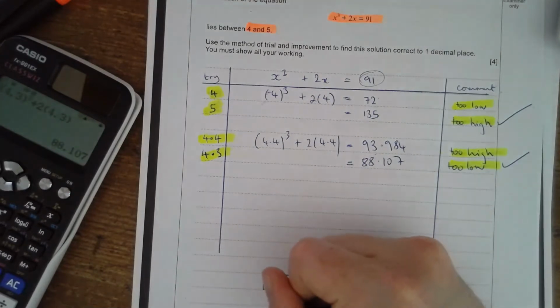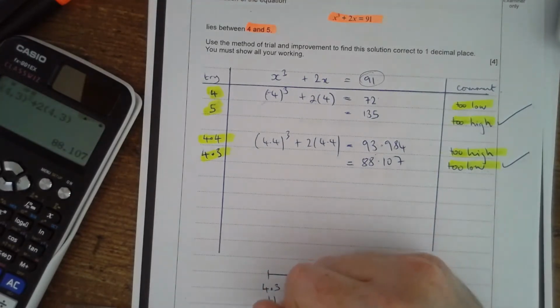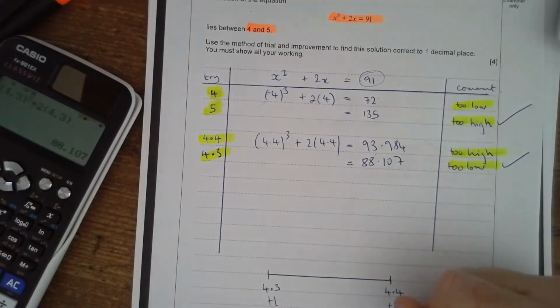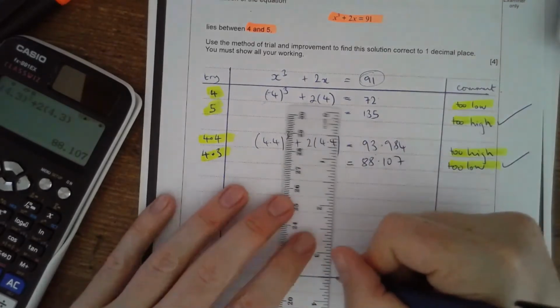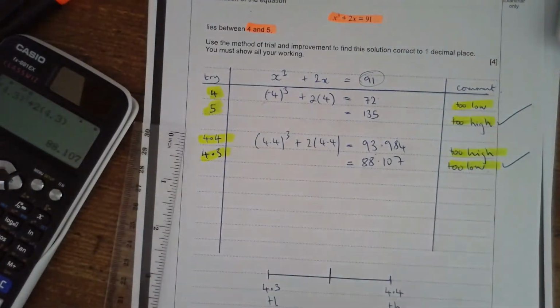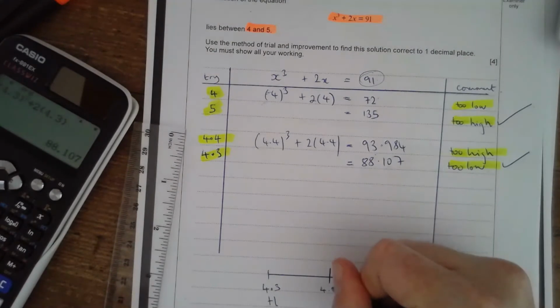4.3 and that answer was too low, so I had to try a higher number. I had to try going up the number line. I've tried 4.4 already, and that answer was too high. So that's telling me to try a lower number, so try down here somewhere. So what I'm going to do is try bang in the middle of 4.3 and 4.4, which would be 4.35.